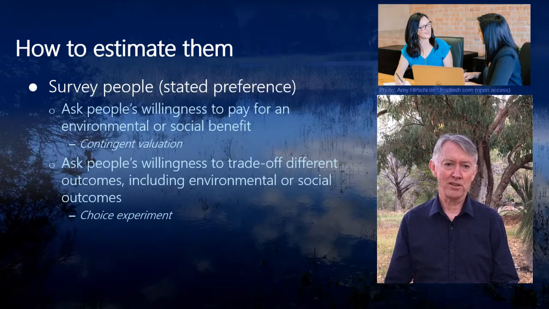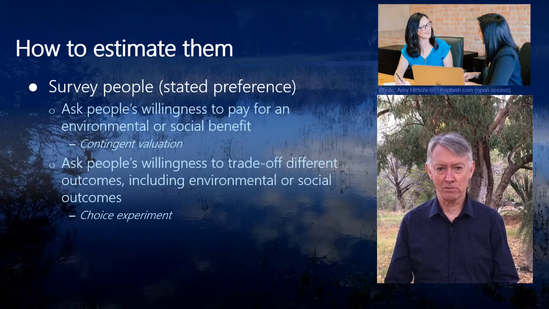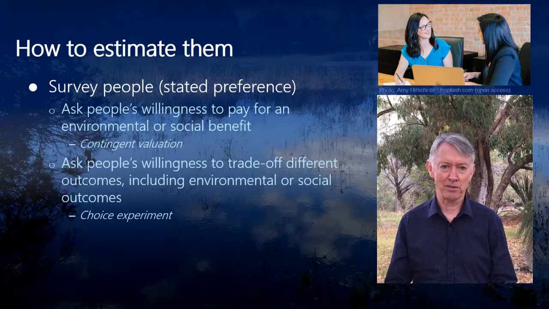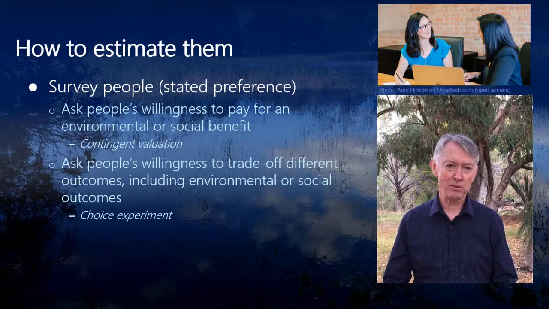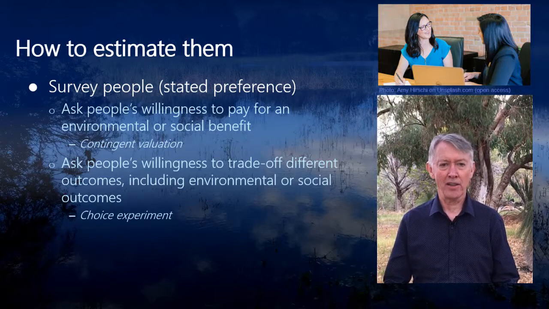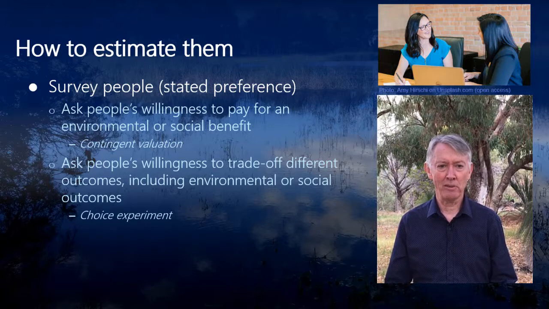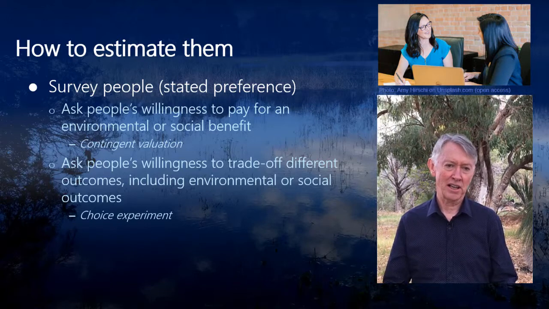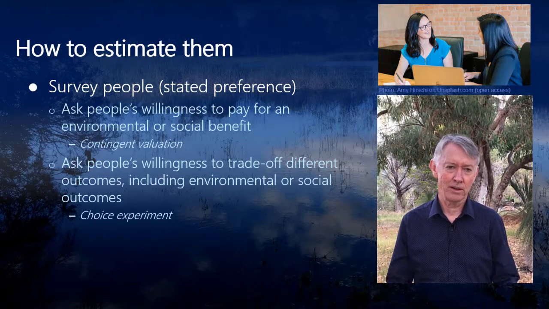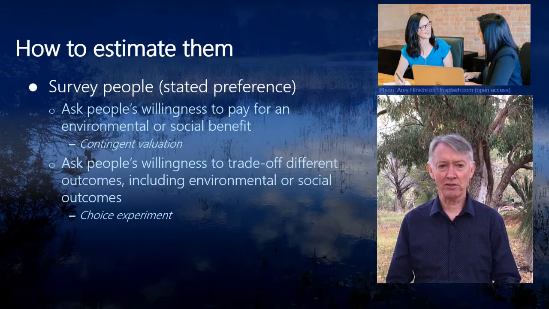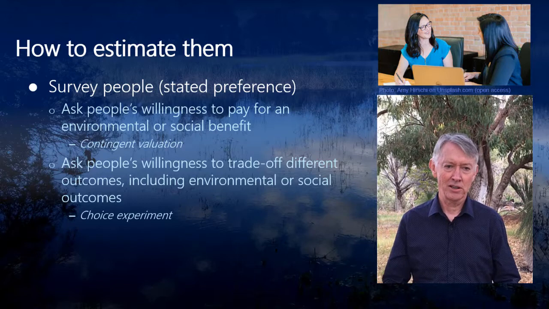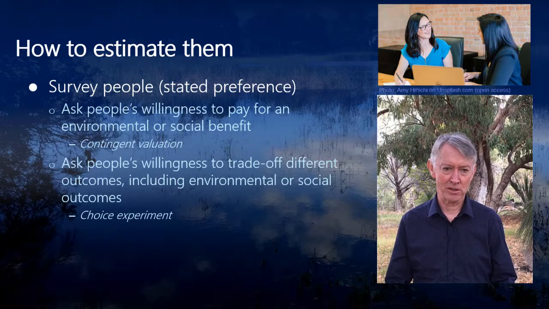The other broad approach is to survey people, which we go under the label of stated preference because people state what their preferences are. So here we ask people one of two things. We either ask them their willingness to pay for an environmental or social benefit using a technique called contingent valuation, or we ask them their willingness to trade off different outcomes, including environmental or social outcomes, using a technique called choice experiments or sometimes choice modelling.